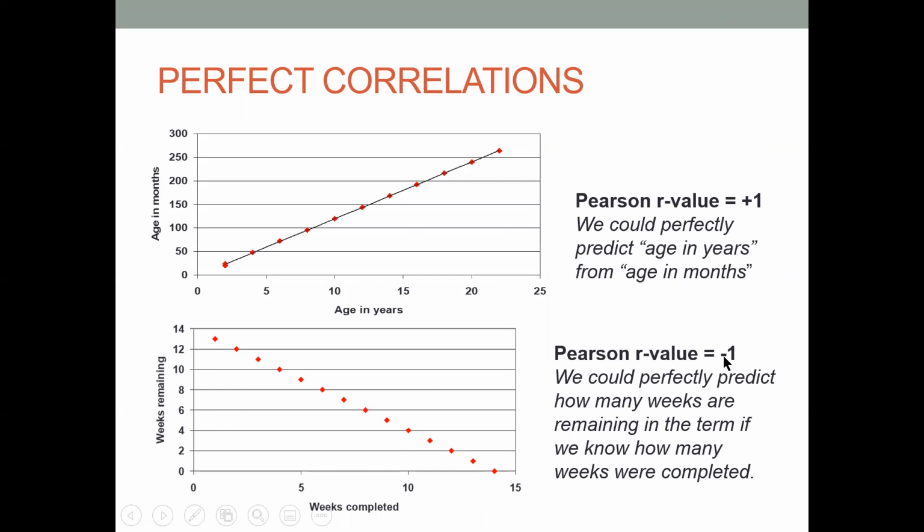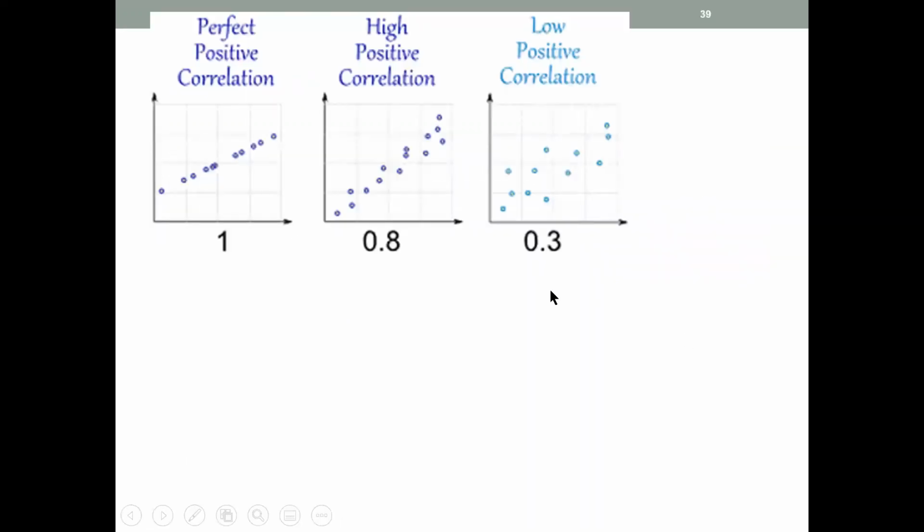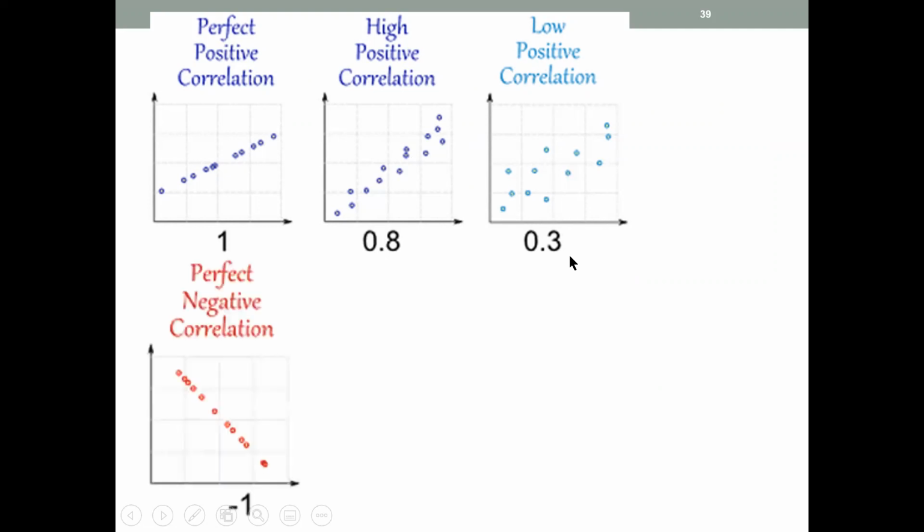Remember, the negative sign does not mean anything about the strength, but only about the direction of the relationship. Here are some more examples. In one, you see a perfect positive correlation. This is a high or strong positive correlation with a Pearson R value of 0.8 and a low positive correlation with a Pearson R value of 0.3.